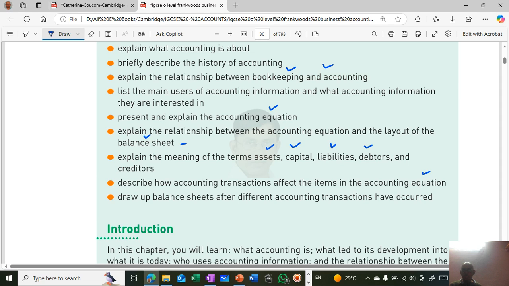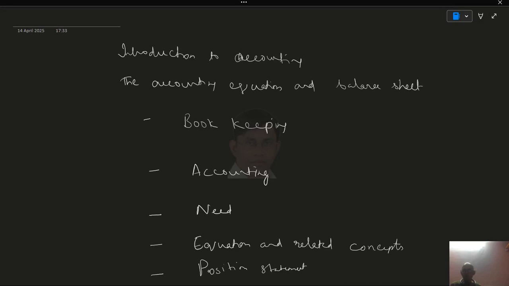It might be a lengthy class, but we'll discuss the important things, and we will divide it into two parts so that it becomes easier for you to understand, grasp, and even review or revise. So we'll start with all these concepts. So introduction to accounting, or the accounting equation and balance sheet. This is the name of the lesson.